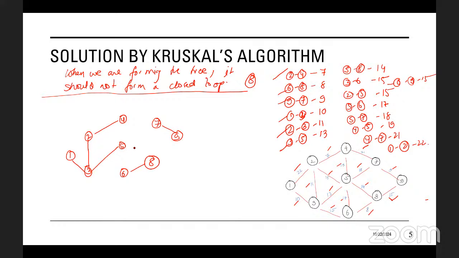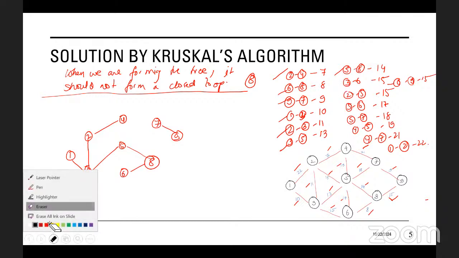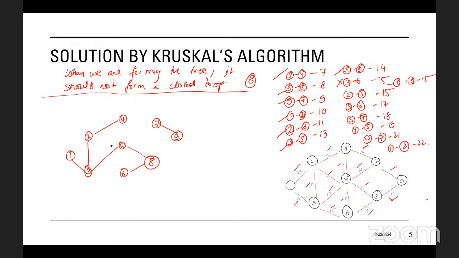5 and 8. 5 and 8 will add like this. 5 and 8, 14. And finally 3 and 6 they are telling to add. Now if we add 3 and 6 over here, it is forming a loop. So 3 and 6 cannot be added. So we'll not take this edge. Next is 2 and 5. 2 and 5 also cannot be added because it will form a loop.